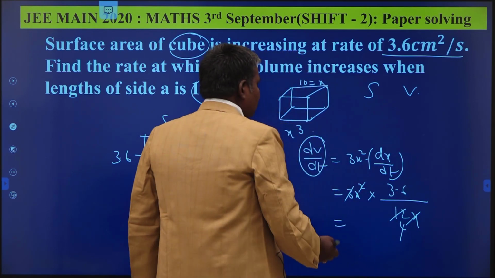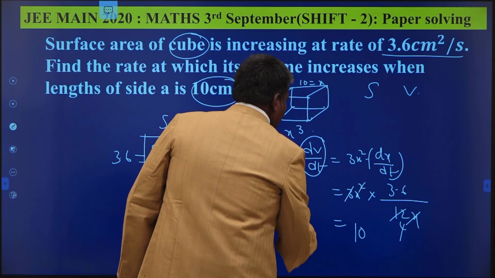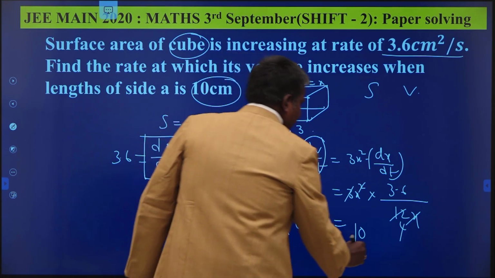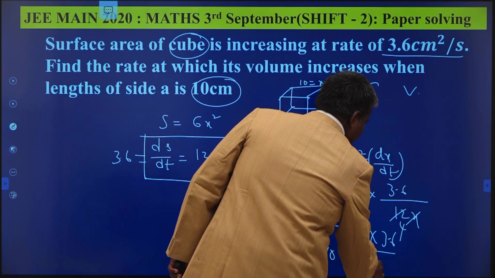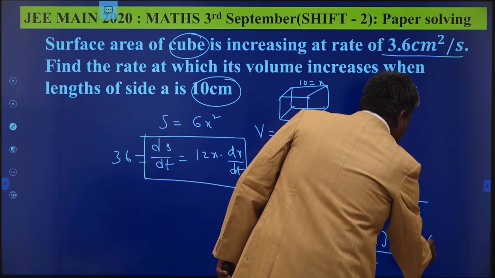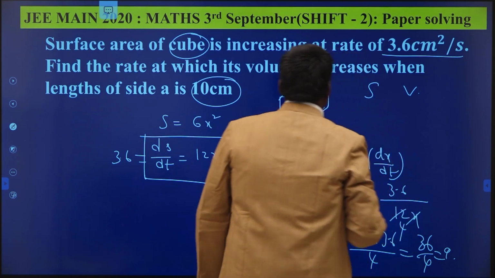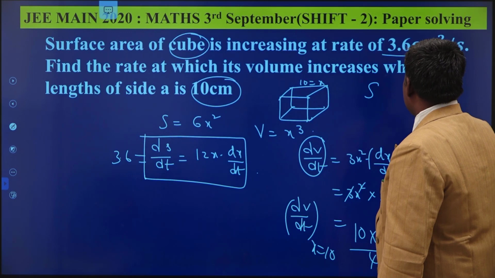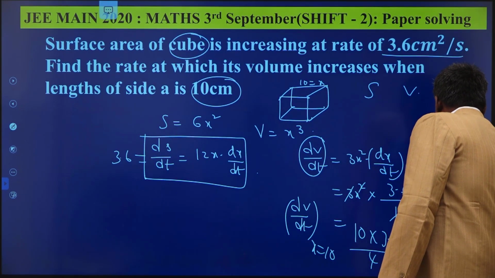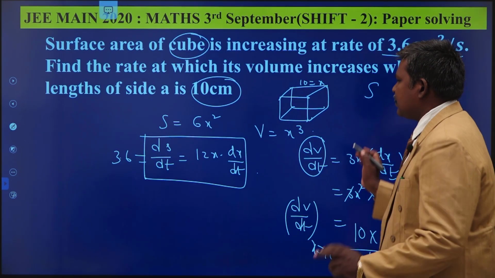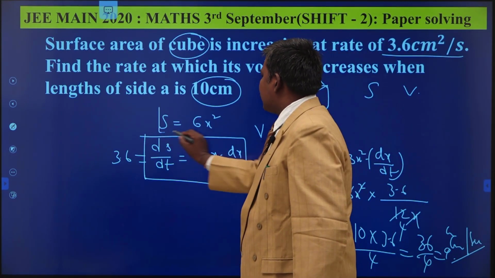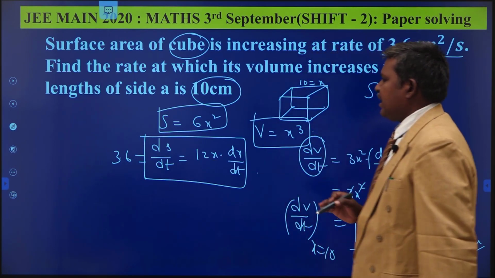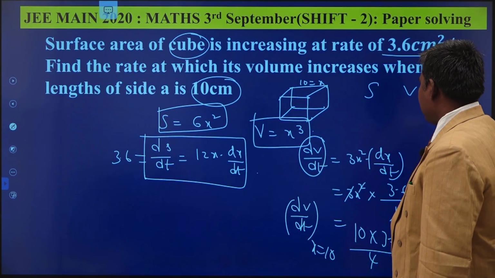When x is equal to 10, dv by dt at x equal to 10 is 10 times of 3.6 by 4, that is 36 by 4. It is 9. So rate of change of volume is 9 cubic centimeters per second. Very simple question. So once you know these two formulas, S is 6x square, V is x cube, then by taking derivative with respect to t, we obtain the value.